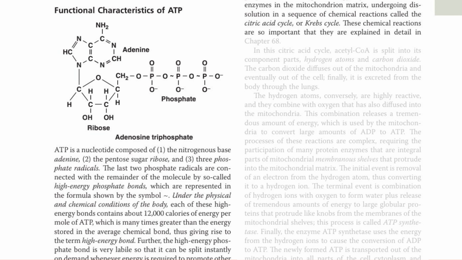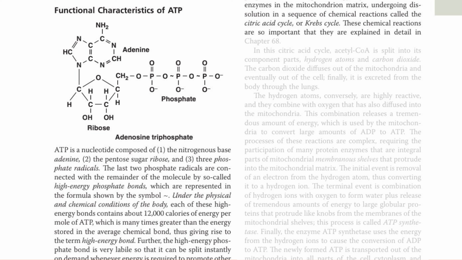Functional characteristics of ATP. ATP is a nucleotide composed of 1. the nitrogenous base adenine, 2. the pentose sugar ribose, and 3. three phosphate radicals. The last two phosphate radicals are connected with the remainder of the molecule by so-called high-energy phosphate bonds, which are represented in the formula shown by the symbol.